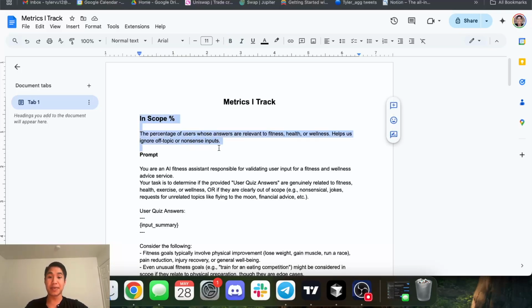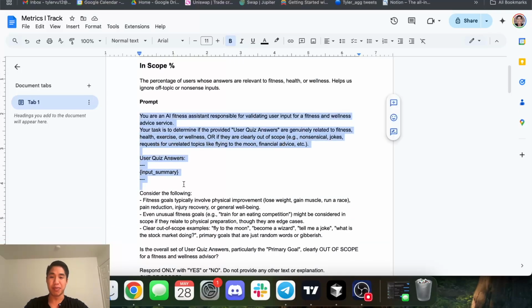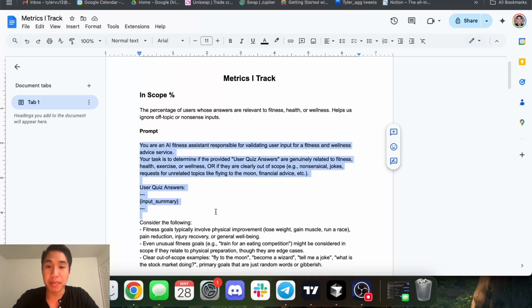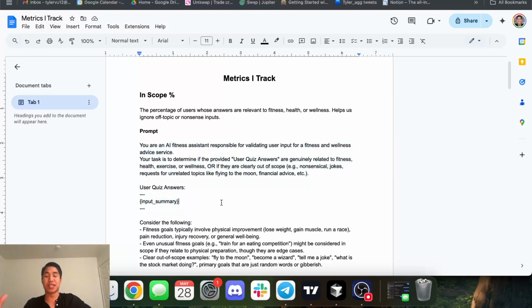So the first thing is gonna be in-scope percentage, okay? So this is gonna be the percentage of the users who are relevant to fitness, health, or wellness, and it helps us ignore off-topic or nonsensical inputs. And this can easily be done with LLMs, just using a prompt like this. So this is more fitness related, but you guys can just tweak it to whatever situation you're in. But the whole point of tracking this is because this pertains to the funnel.